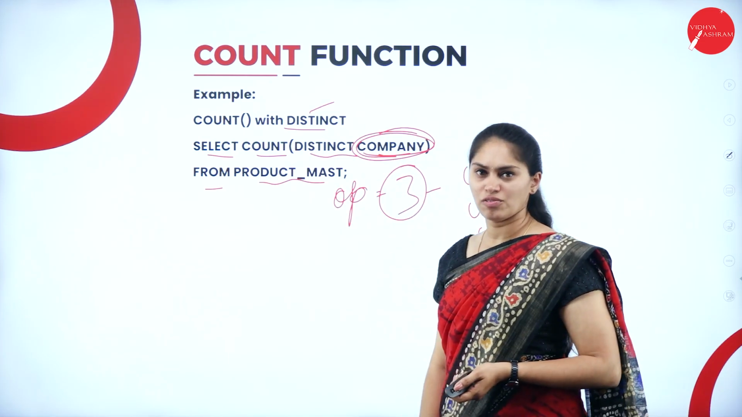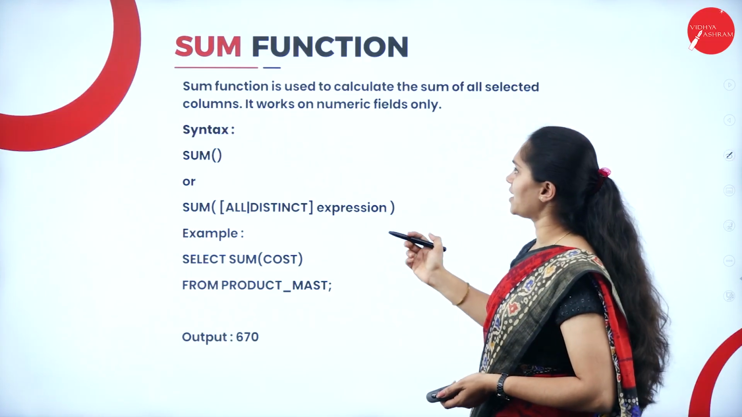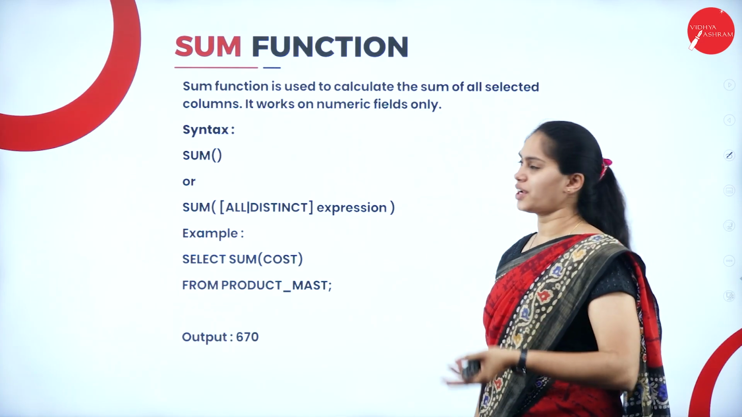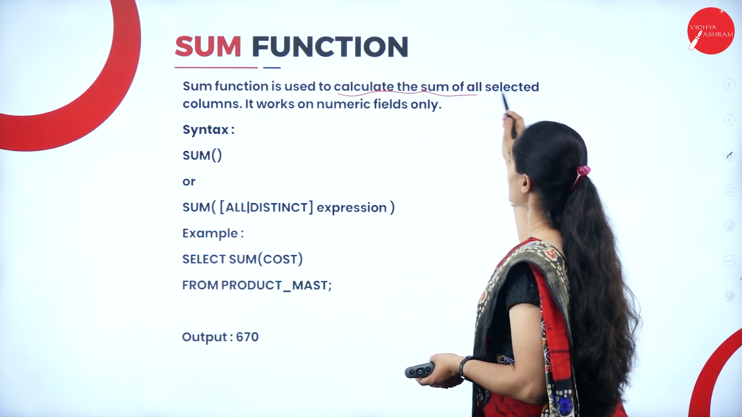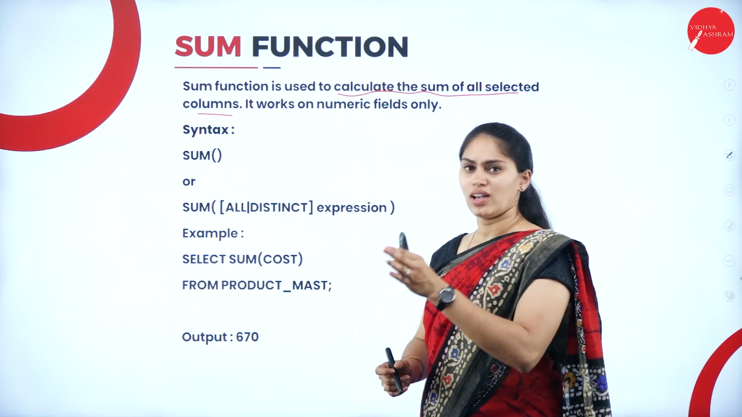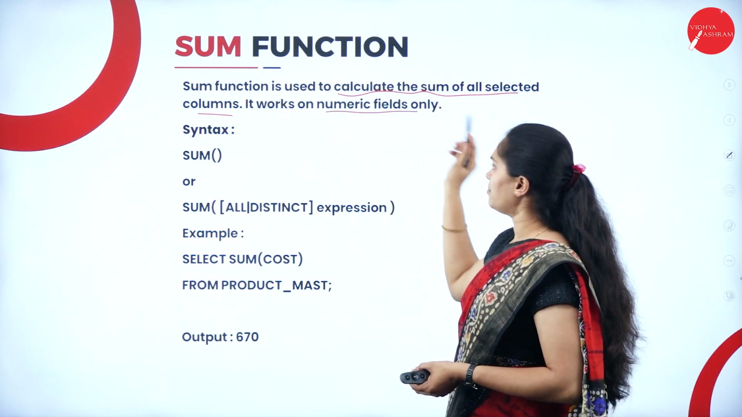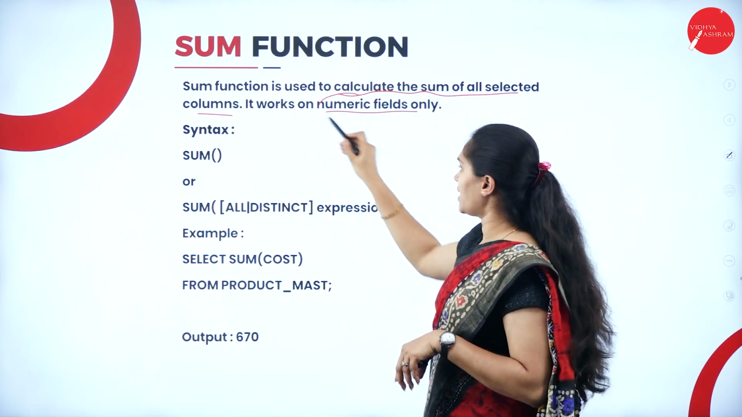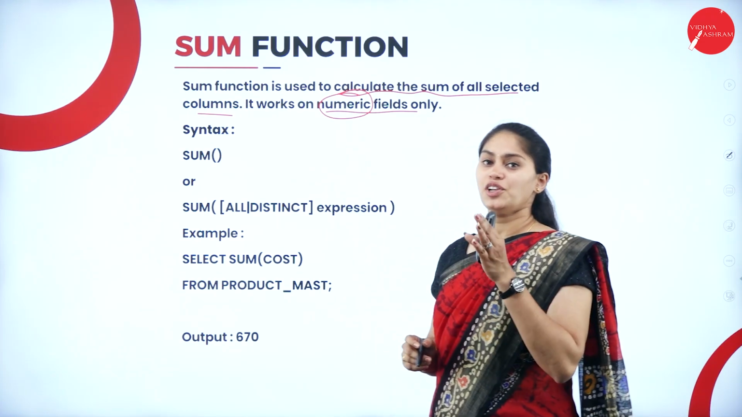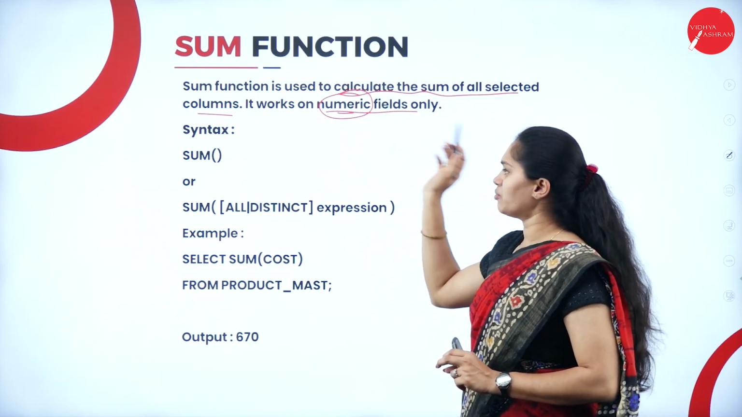This is regarding the count function. Again we have this product master table. Let me tell you regarding the sum function. Mainly to add all the rows, we are going to use this sum function, used to calculate the sum of all the selected columns. So if I want to add all the column values together, then we use this sum function, and it mainly works only for numeric values. The previous one works on both numeric as well as non-numeric, but this sum function will work only on numeric fields.